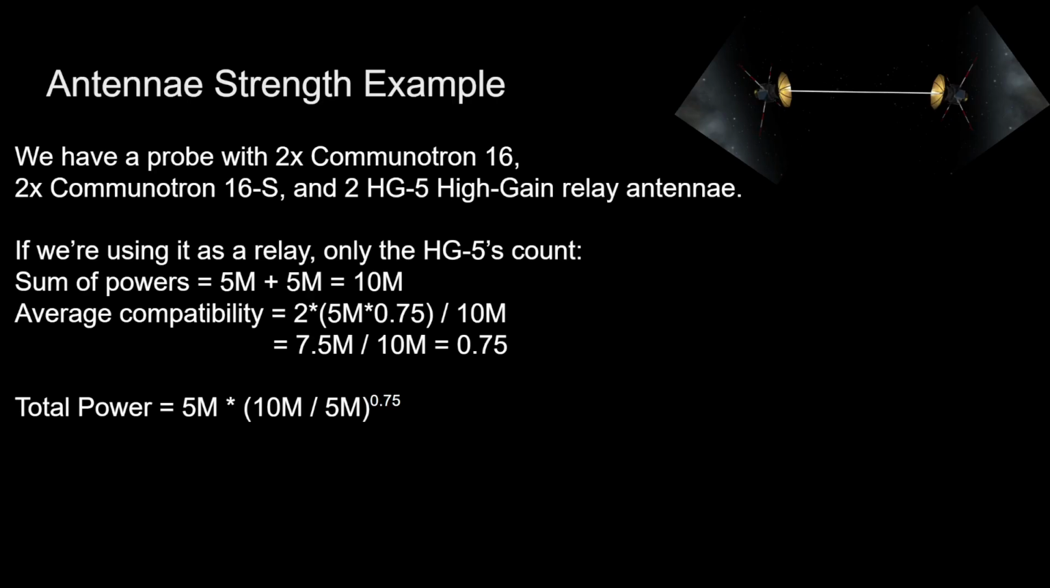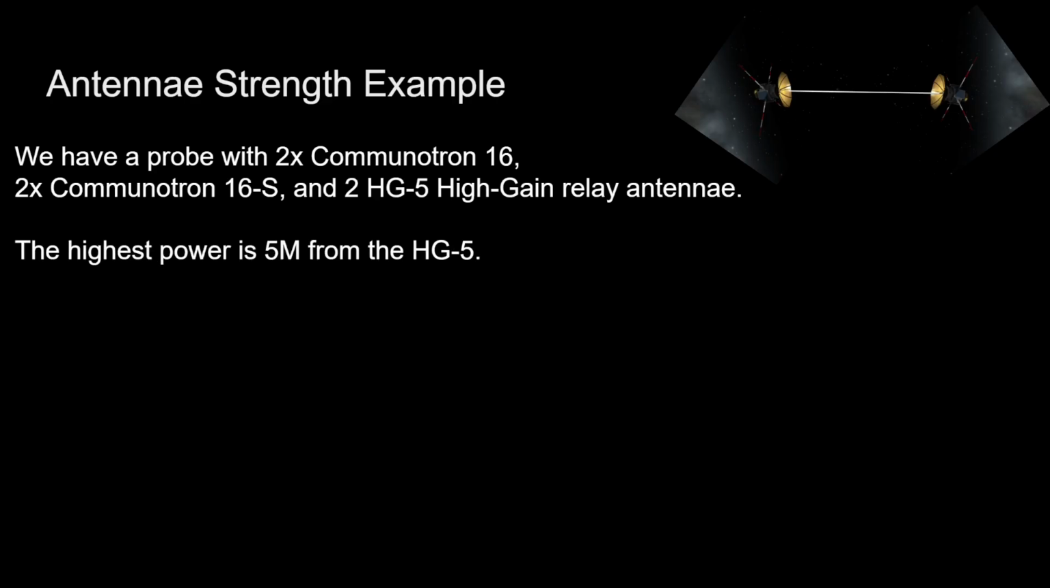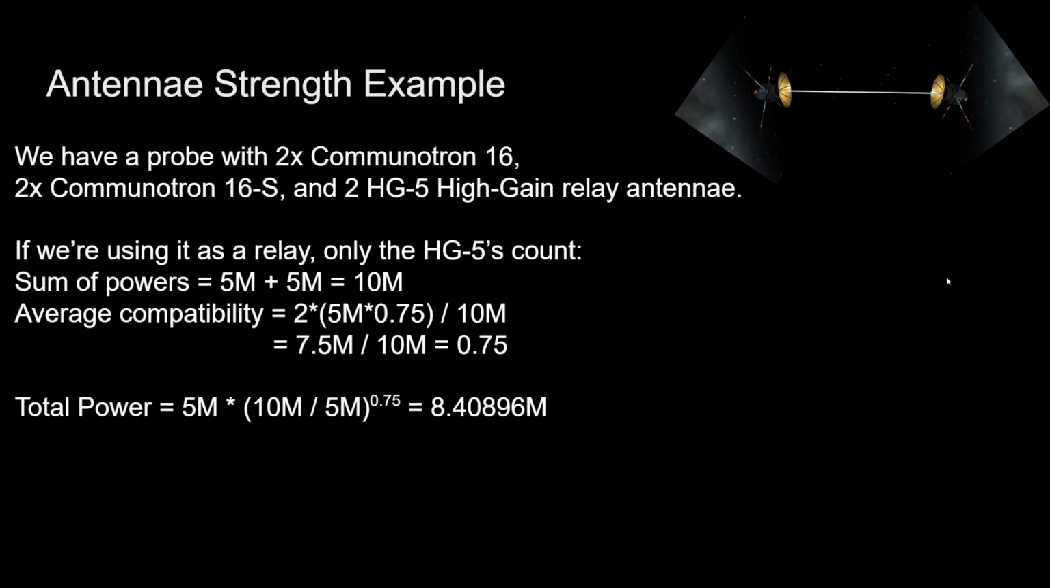So, total power you have from these two relay antennas is going to be 10 divided by 5. Take that to the power of 0.75, and then multiply that by 5. So 2 to the power of 0.75 times 5 gives you 8.40896 M. So you have two relays with this power. Maximum distance apart they can be while still communicating would be 8.4 megameters, or 8,409 kilometers.